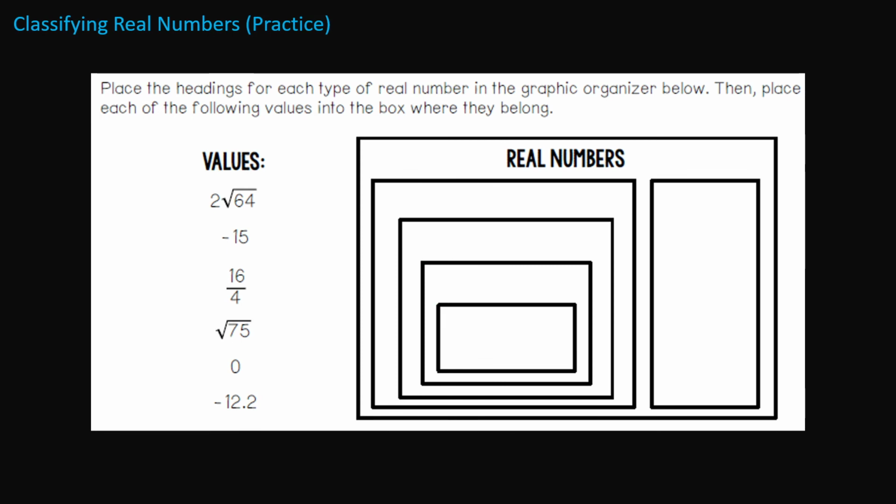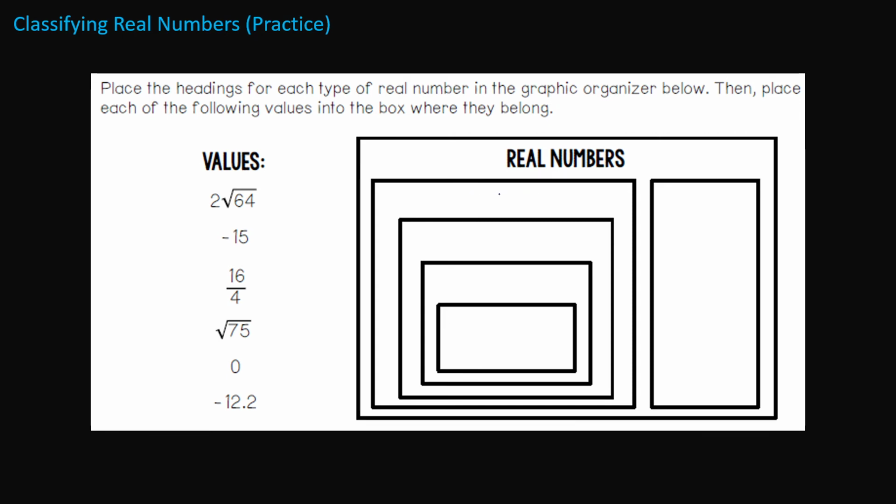So let's put this into a diagram. Let's create a diagram with all of our types of numbers. And after that, we're going to fill in some examples. So let's start. We see that the biggest box that contains all the other boxes is our real numbers. All of the numbers we're talking about in this lesson are real.